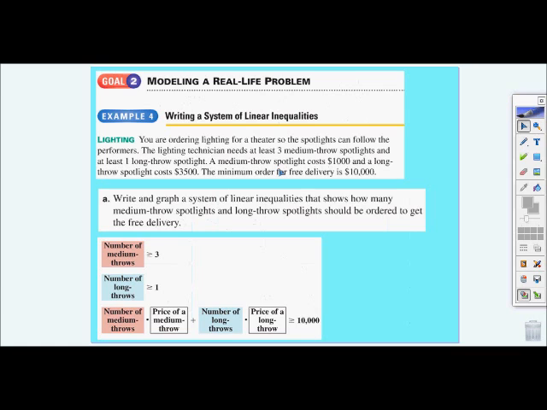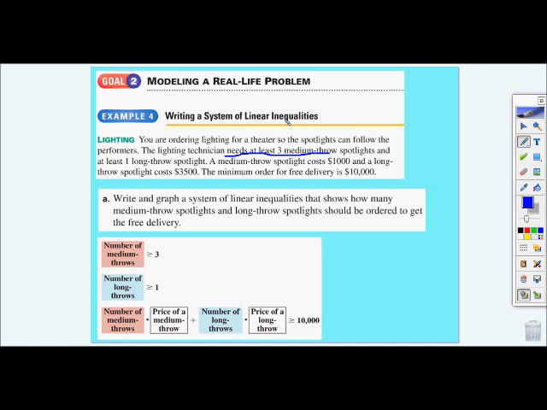We're going to try to do some modeling of a real-life problem dealing with linear inequalities. We're going to follow the same steps we did with the story problems when we were talking about equations. We want to go through and see if we can find the information and if that information can give us any results that are possibly constant terms. So the details that we see here are going to be that we need at least 3 medium throws. So that's an inequality statement right there. The number of medium throws has to be greater than or equal to 3.